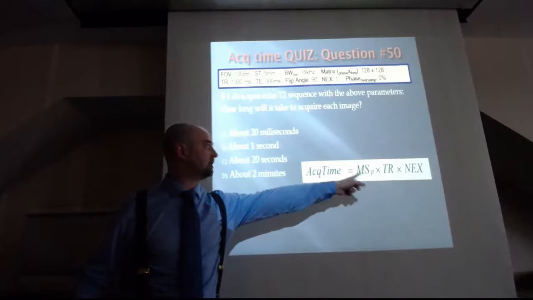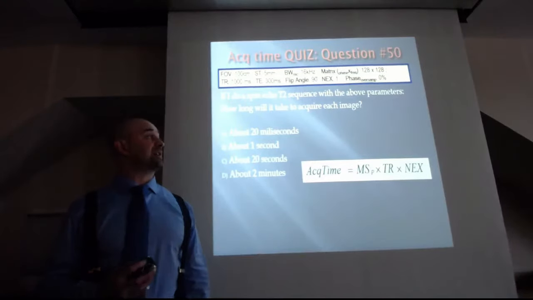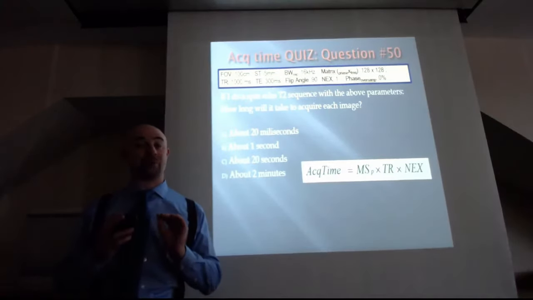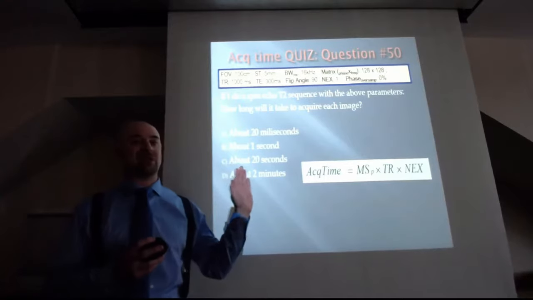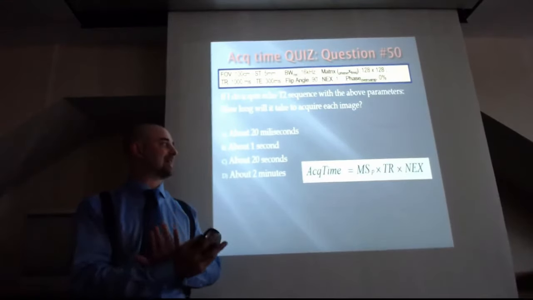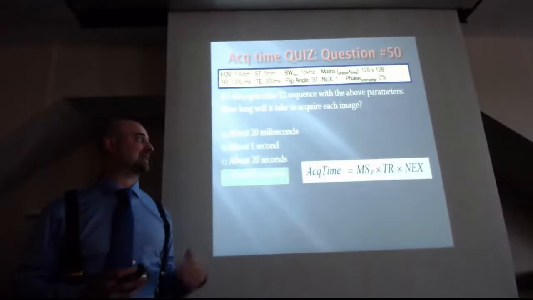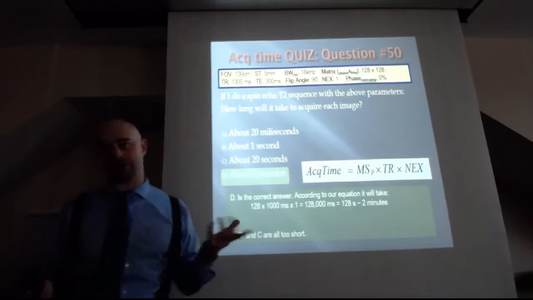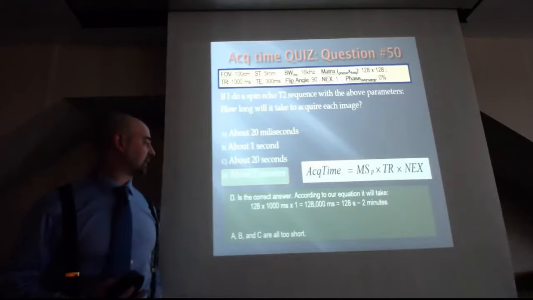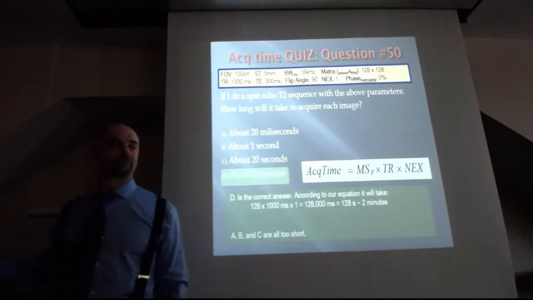So 1 second times the number of phase encoding steps, which is equal to the matrix size in the phase direction. That's 128. So it's 128 seconds times NEX, which is 1. So still 128 seconds, about 2 minutes. 120 seconds, 2 minutes. Okay. Questions?